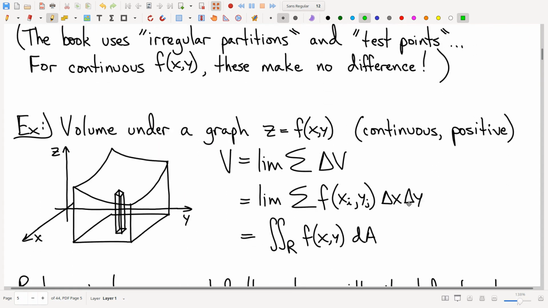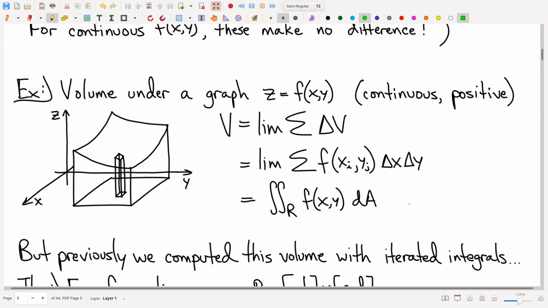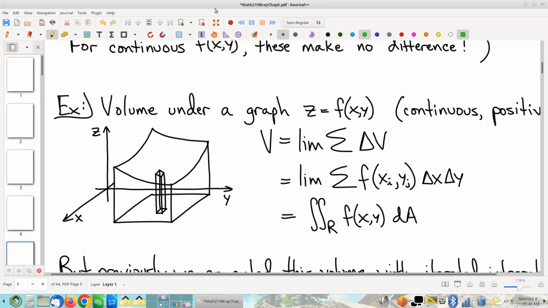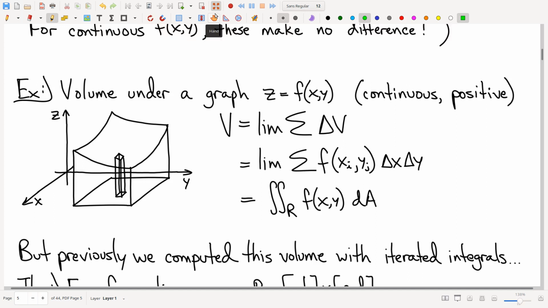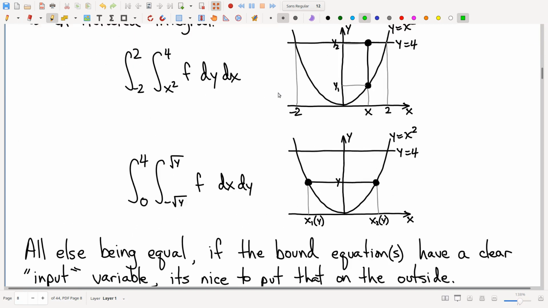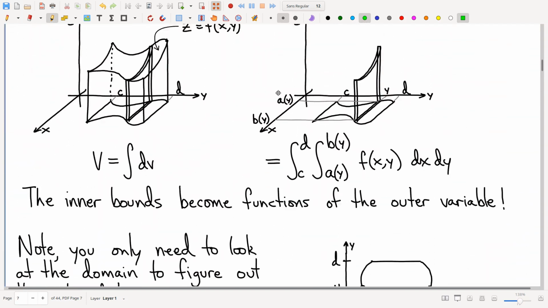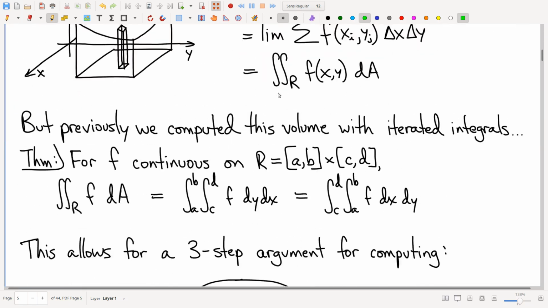All right. So let's revisit the volume under a graph question. Let's see here. How are we doing? Oh, I have 15 seconds. You know what? Let's not. We will draw the line.